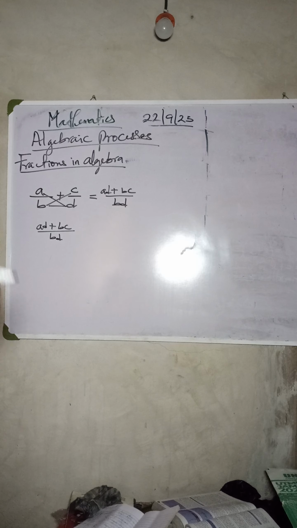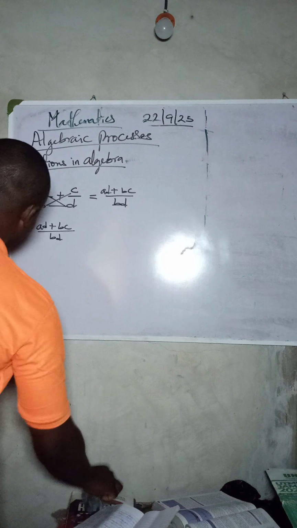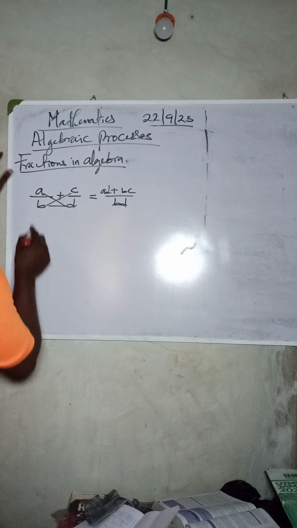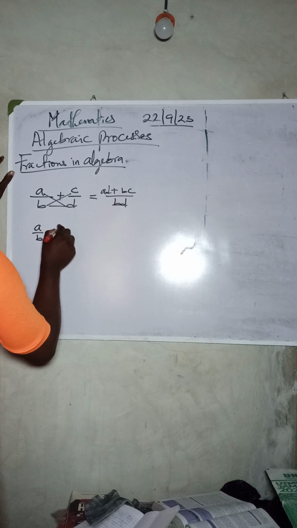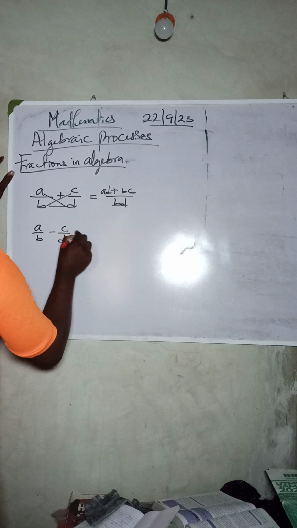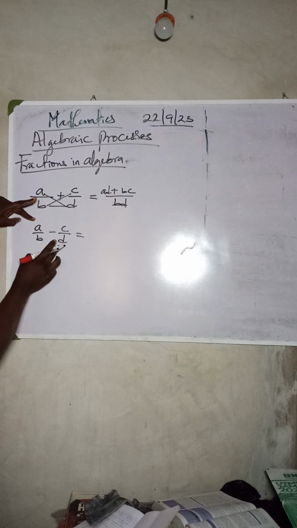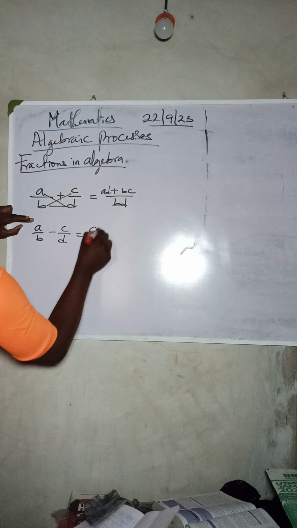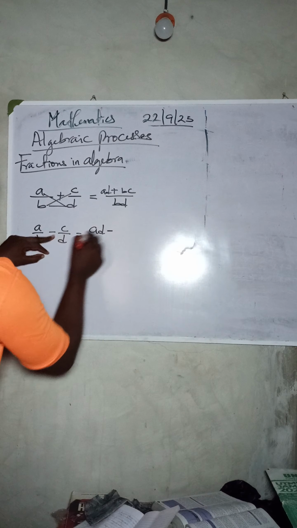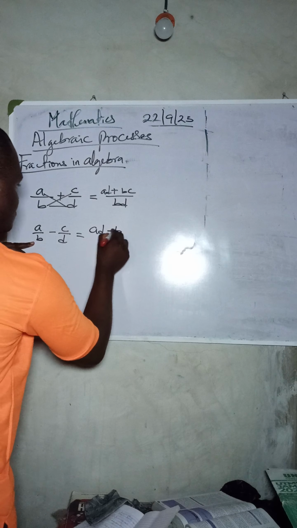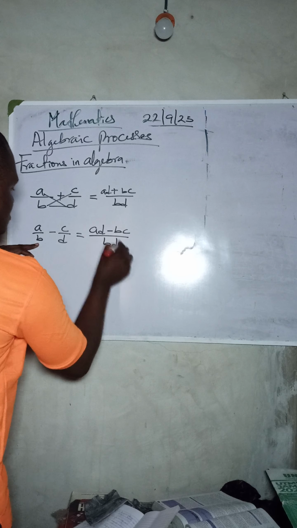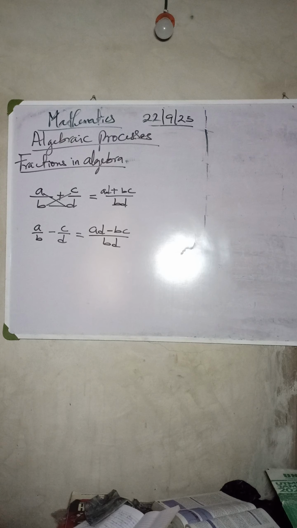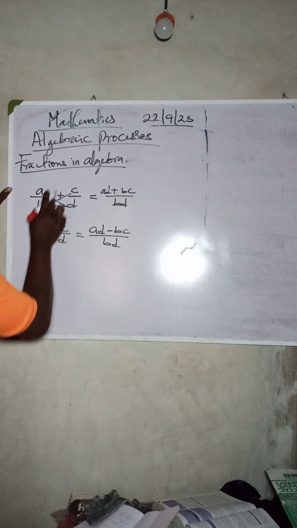Now in the same vein, if we also have A over B minus C over D, multiply these two together, I'll have AD minus. Multiply these two together, I have BC. Then everything over, multiply these two together, I have BD. Simple. Also, now this is for addition and subtraction.